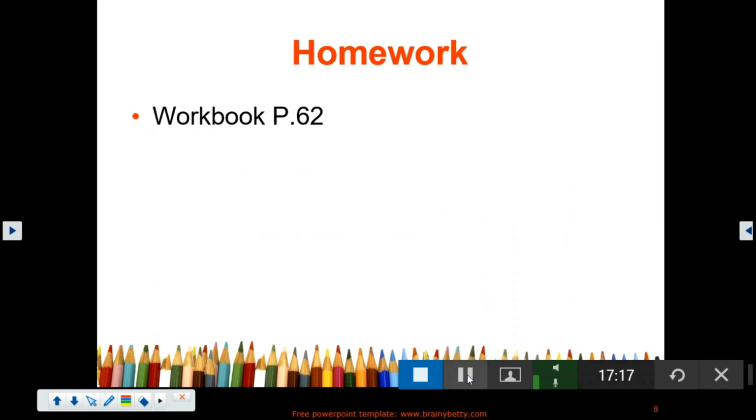Our homework for today will be page 62 on your workbook. That's all we have for today: relative clauses, relative pronouns. Keep studying. Do your best. See you soon.